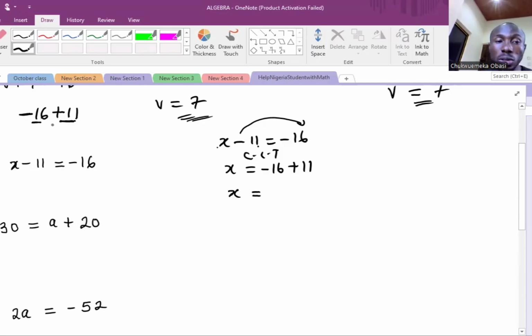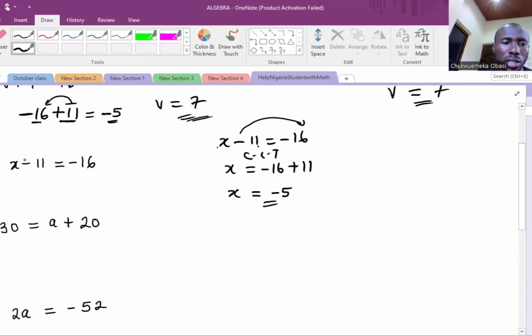Of course, in math, we don't lie. When you paid 11 to the person you're owing 16, you've not completed your payment. You're still having some balance to pay. And your answer is going to be negative 5, because you still have 5 more to pay. Does it make sense? You're owing 16. You just paid 11. You've not paid completely. You still have 5 more to pay. That's why it's negative 5. So that is the answer to this problem.